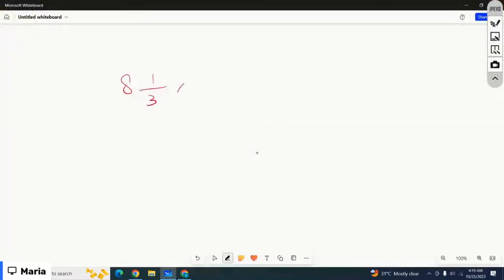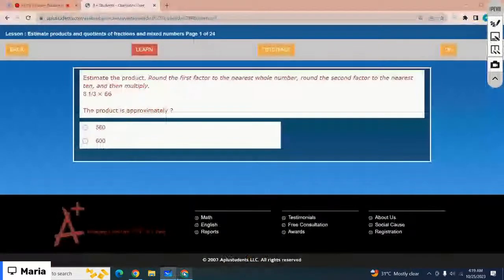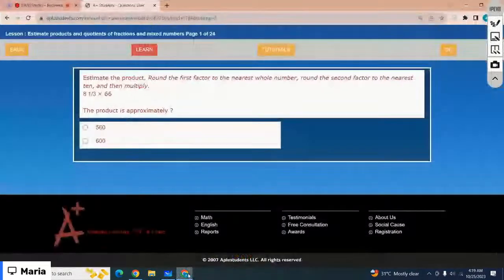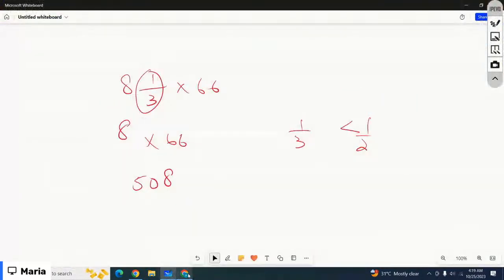8 whole 1 over 3 times 66. You have 1 over 3. Just compare this number to 1 over 2. 1 over 3 is less than 1 over 2. That means you round down to the same whole number. So that is 8 times 66, right? Hold on. 8 times 6 is 48. That is 528. The correct option is 528, right?